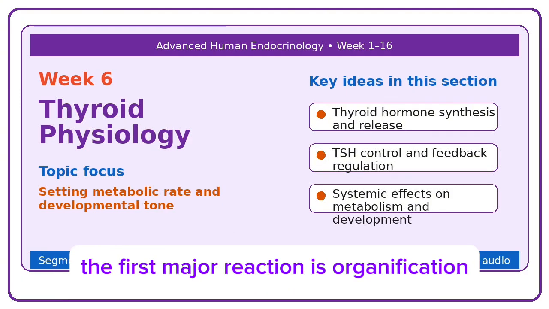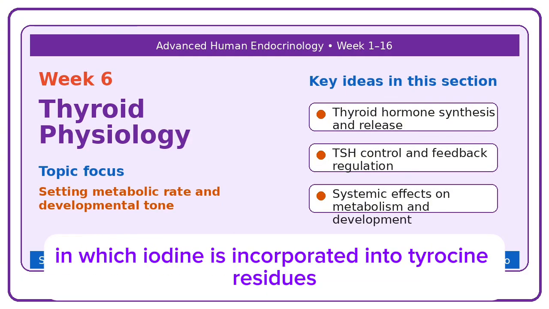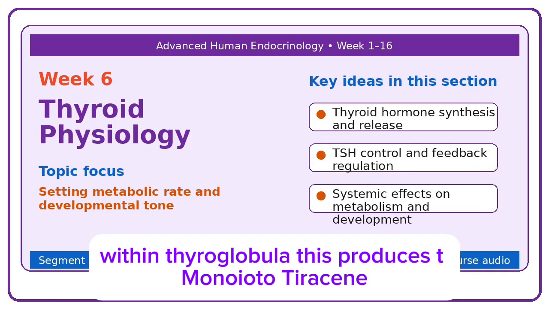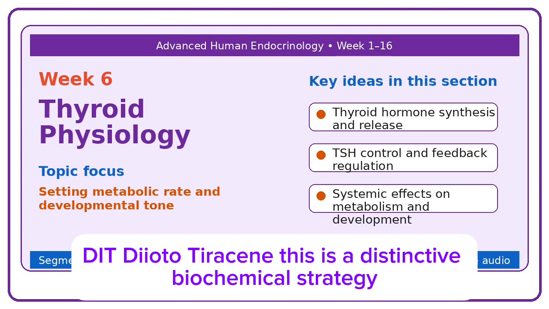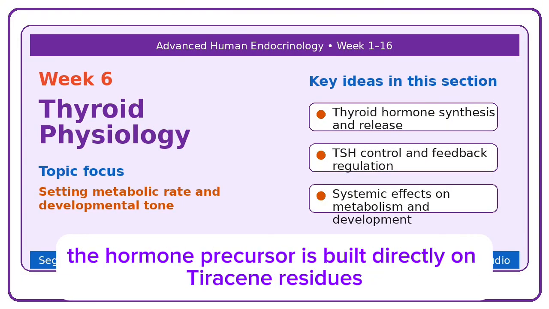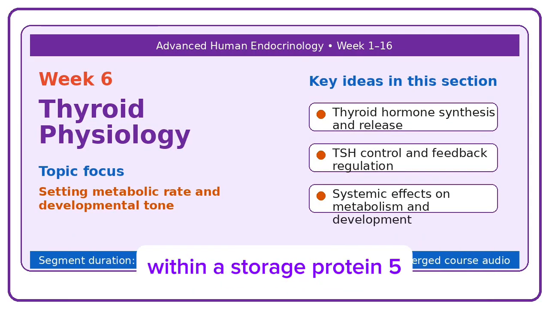The first major reaction is organification, in which iodine is incorporated into tyrosine residues within thyroglobulin. This produces MIT, monoiodotyrosine, and DIT, diiodotyrosine. This is a distinctive biochemical strategy. The hormone precursor is built directly on tyrosine residues within a storage protein.